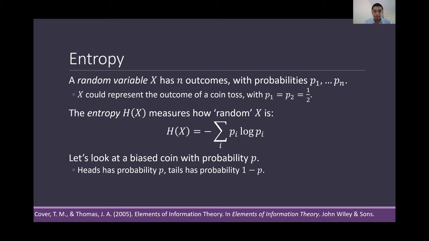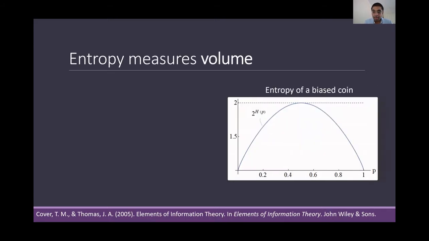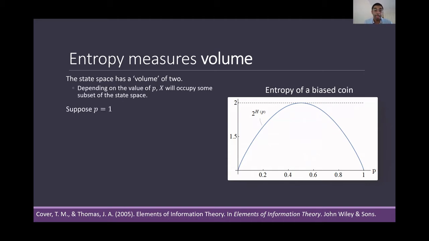So we have a biased coin with probability p. What I've done here is plot 2 to the power of the entropy as a function of p. The x-axis is the probability that my biased coin will give me heads when I flip it. Our state space has a volume of 2. Our coin has 2 outcomes. It can either come up heads or tails. Depending on the value of p, x will occupy some subset of the state space. Firstly, suppose that p is equal to 1. So our coin is always heads. So x occupies a volume of 1, right? Every time you flip it, it'll always occupy just half of our state space, a volume of 1.